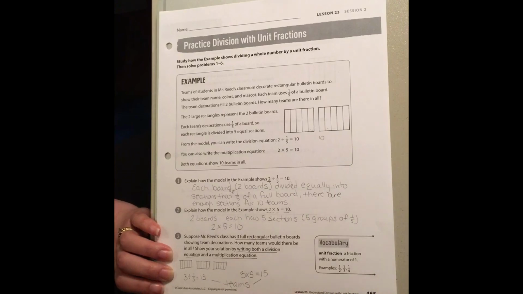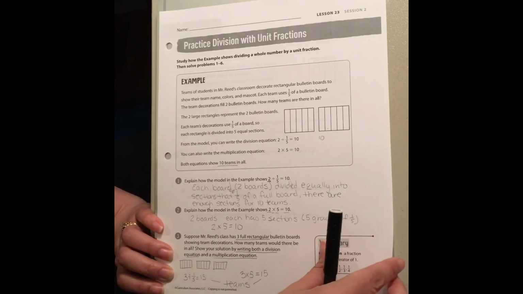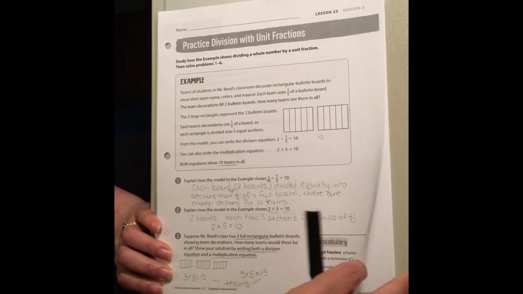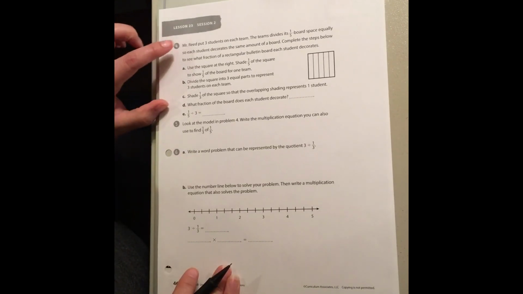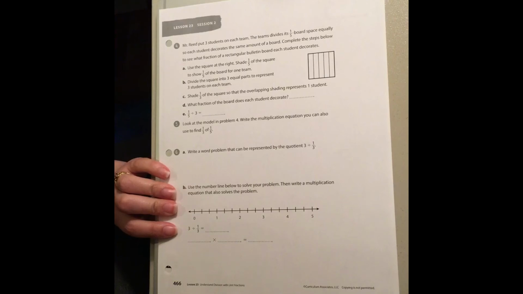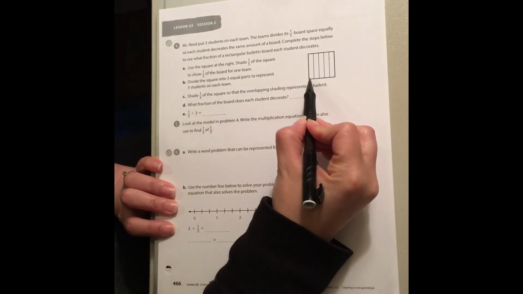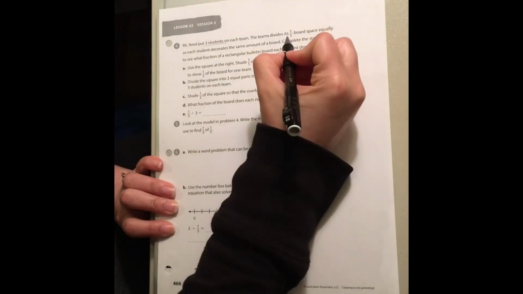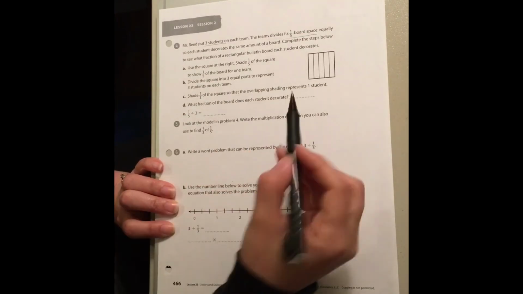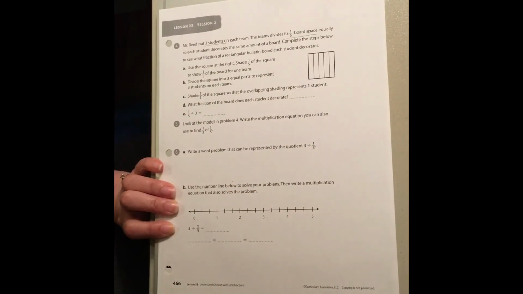All right, we're going to use this example to answer the last 3 questions. Mr. Reed puts 3 students on each team. The team divides its 1/5 of a board space, so each team gets 1/5 of a board, equally. So each student is able to decorate the same amount. There's 3 students for each team. Each team gets 1/5 of a board space, and they want to divide this 1/5 equally for the 3 students.